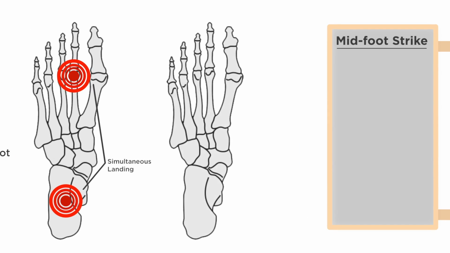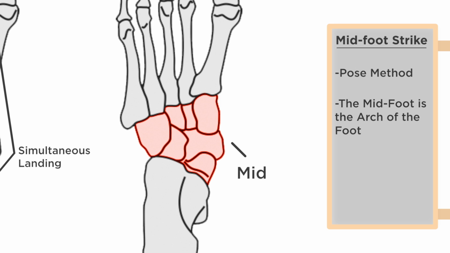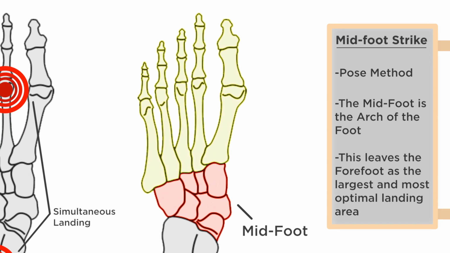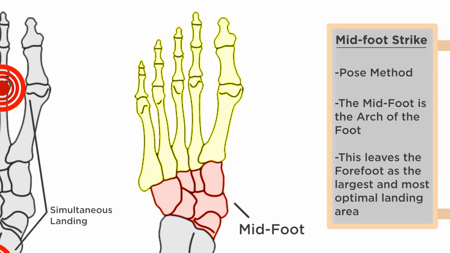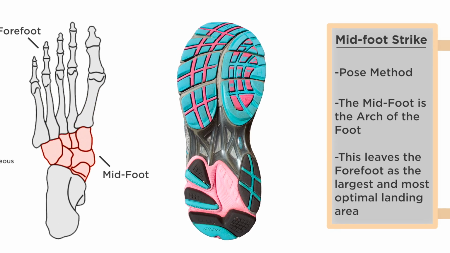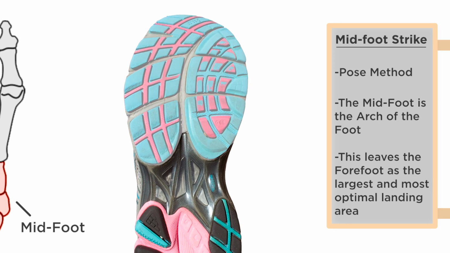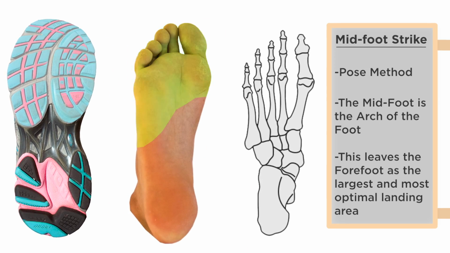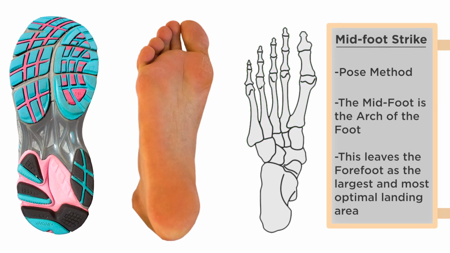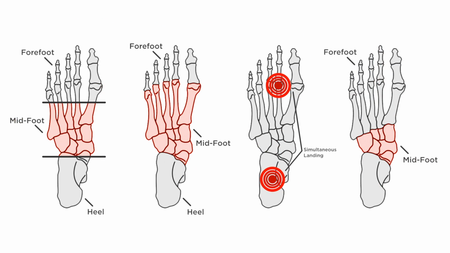The fourth definition is the Pose Method definition. We define the midfoot as the arch of the foot. This is the natural division of the foot, giving the forefoot, where we suggest is the optimal landing area, a nice large surface for landing. If you flip over any athletic shoe, you'll see this similar division in the form of a large forefoot area. The fore area of the foot is where we land, the mid region of our foot is our arch, and even with flat feet, a runner simply cannot land there.